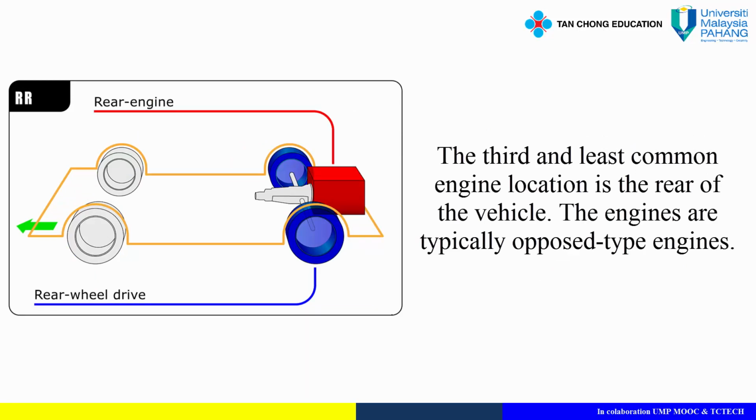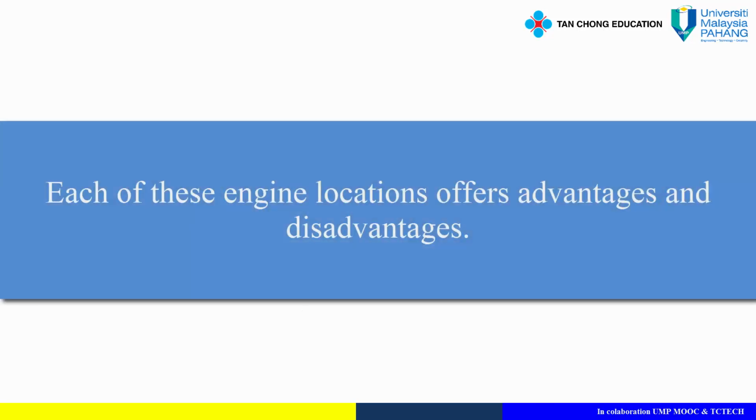The third and least common engine location is the rear of the vehicle. The engines are typically opposed type engines. Each of these engine locations offers advantages and disadvantages.